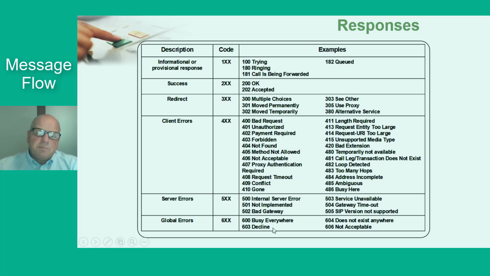The main difference between 6xx messages and 5xx is the 6xx messages are not supposed to be failed over. So if you receive a 603 decline, by the standard, you shouldn't try this call anywhere, because if it's a global error, it doesn't make sense to fail over this call. While the server errors are usually, you can fail over to another device if you want.